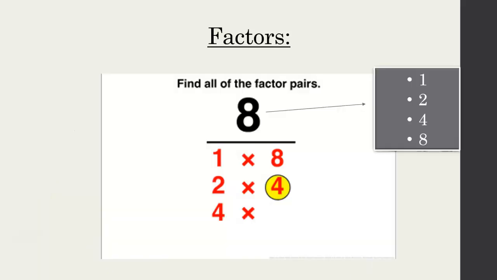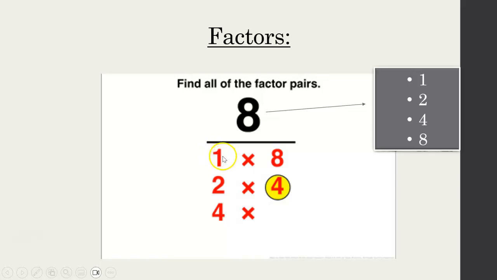Now what we're actually doing is finding the factors of 8. What a factor actually is: what two numbers multiply together to get 8? And there's not just one pair, there's multiple pairs. So we could say 1 times 8, that's going to be equal to 8. 2 times 4, that's going to be equal to 8. 4 times what? Well, 4 times 2 is going to be equal to 8. Oh yeah, 8 times 1 is also equal to 8.